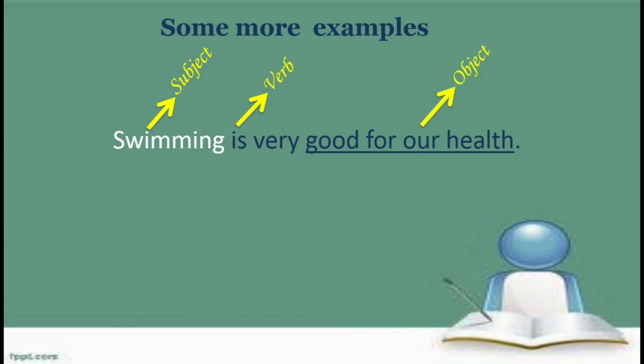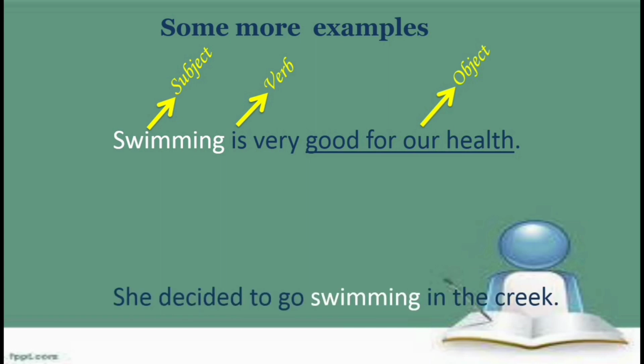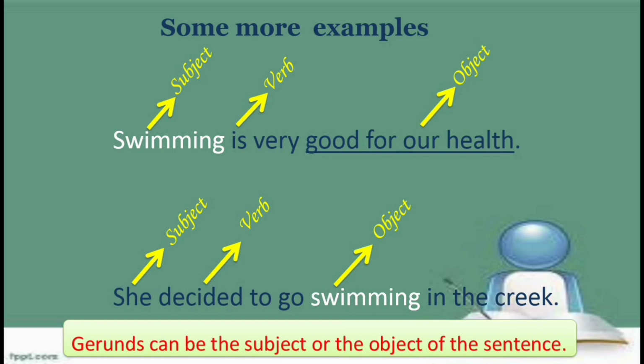Now let us move swimming to its object's place. She decided to go swimming in the creek. In this sentence, she is the subject of the sentence, decided is the verb, and swimming is the object of the sentence. So we notice that a gerund can be the subject of the sentence or the object of the sentence as well.